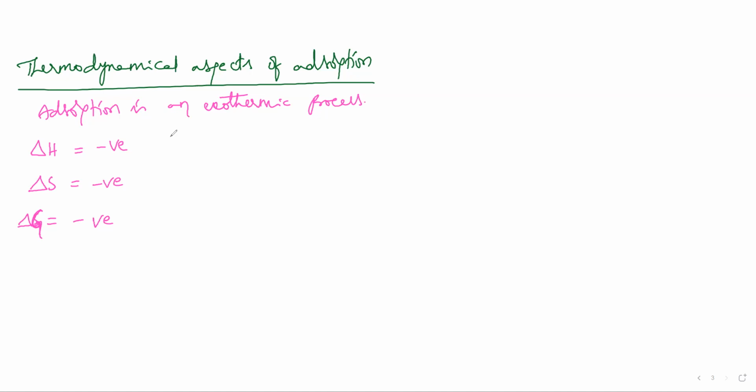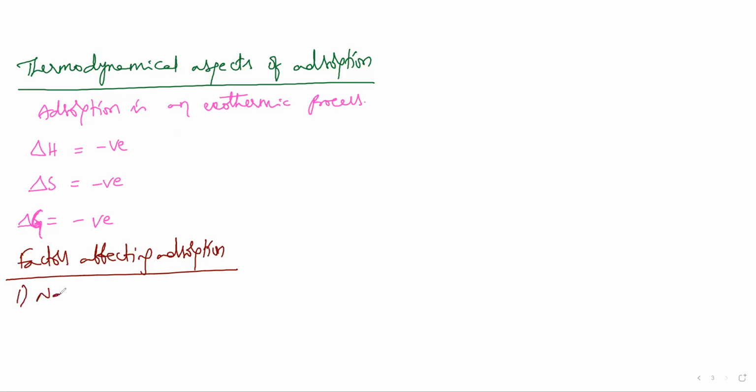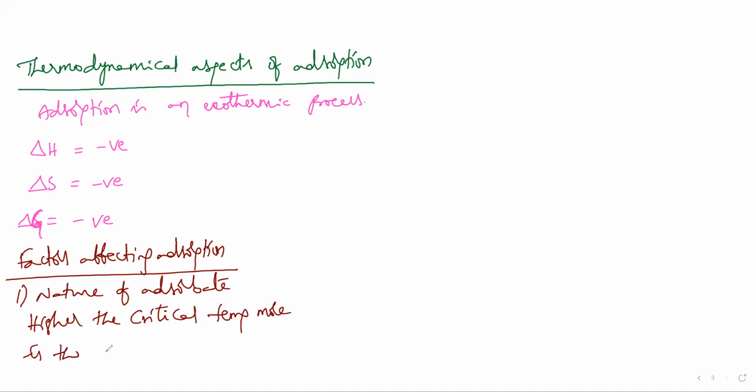Okay. Next. Factors affecting adsorption. The first one, nature of adsorbate. So how will nature of adsorbate affect it? Higher the critical temperature, more is the adsorption. So as critical temperature increases, adsorption also increases.